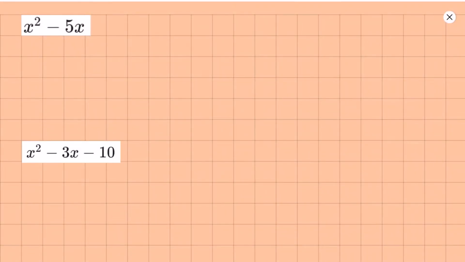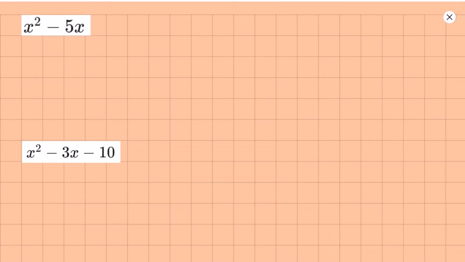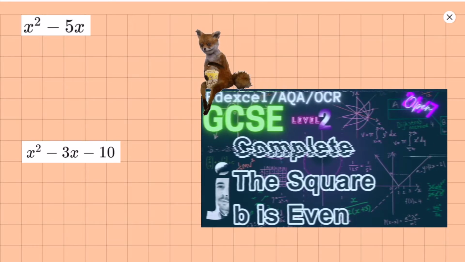Okay, so you have to complete the square. In these examples, we're looking at where the b term is negative. So if you haven't seen the video where the b term is even, I suggest watching that one first because it introduces the method a lot better.